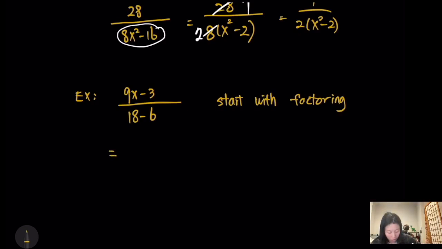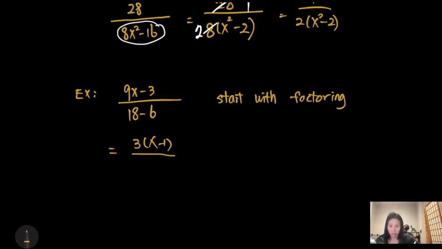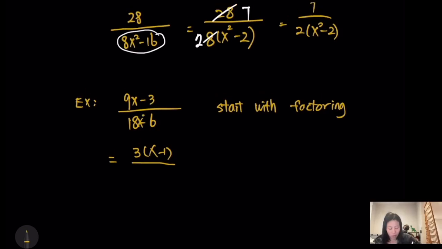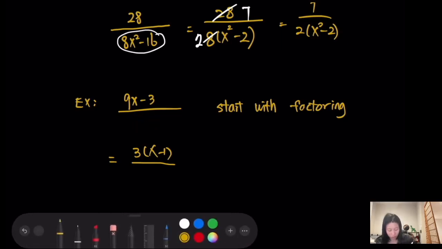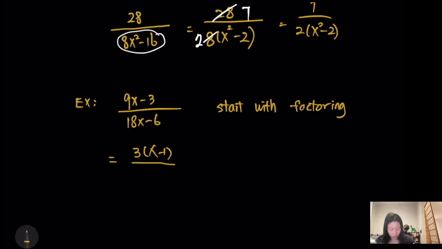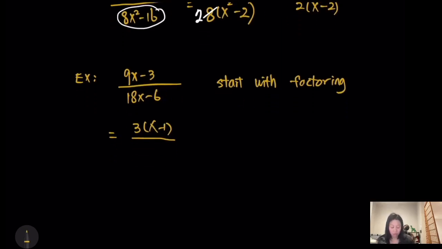So in the top, I can factor the 3 out, and I have x minus 1. And then over on the bottom, 18x squared. No, 18, just 18x, not 18x squared, sorry. So 18x minus 6. On the bottom, they have a common factor 6. So what remains is x minus 1.